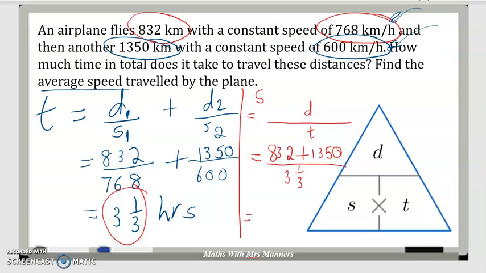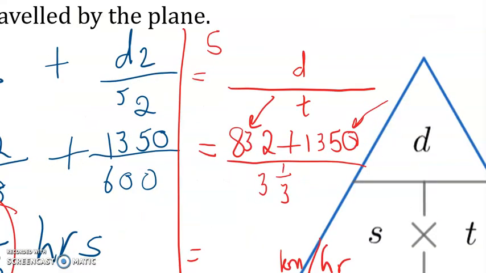And then, if you look at your units, these 2 numbers are in kilometers. So I can write my answer in kilometers. And this time is in hours. So it's going to be in kilometers per hour. So the 832, we'll put that into our calculator, plus the 1,350, that's 2,182. And then we're going to divide by 3 and a third. Let's find out what that is.